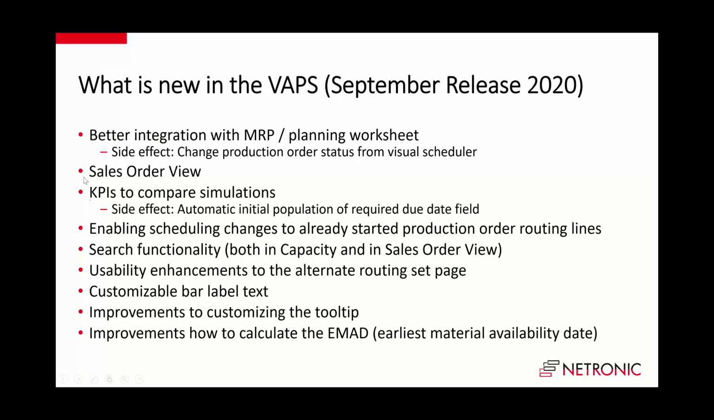We worked on integrating the VAPS, so the finite capacity scheduling, with MRP and with the planning worksheet, so that we try to overcome the constant battle between planning and scheduling. As a side effect of this, you now can change the production order status from the visual scheduler, because released production orders become even more important when these things are tightly integrated.